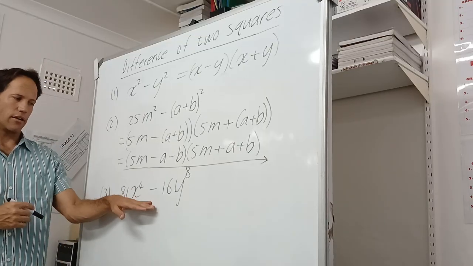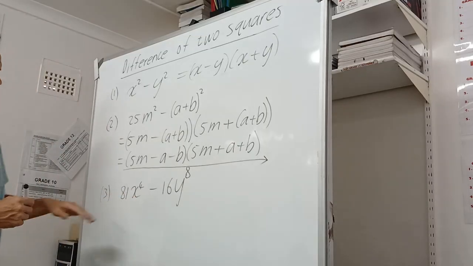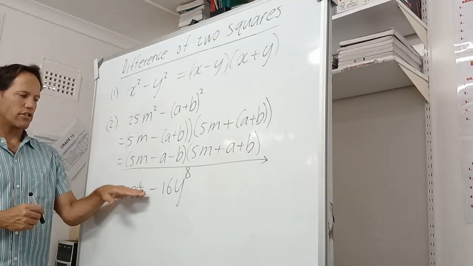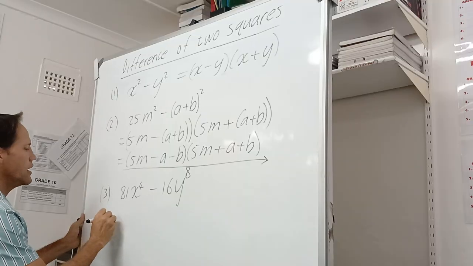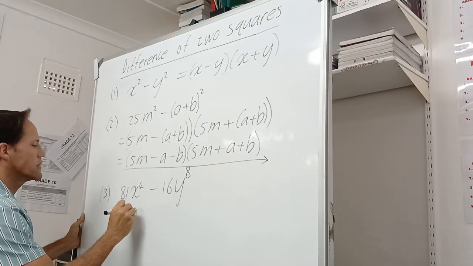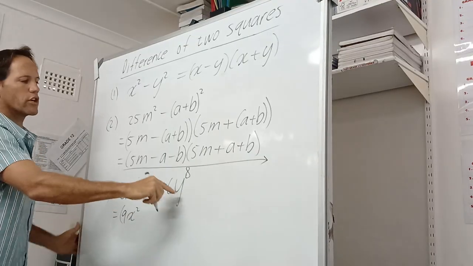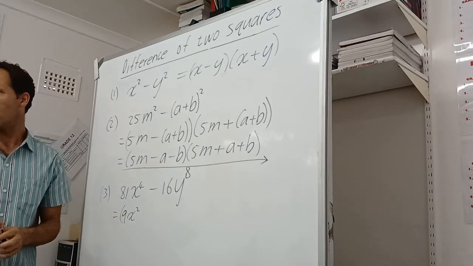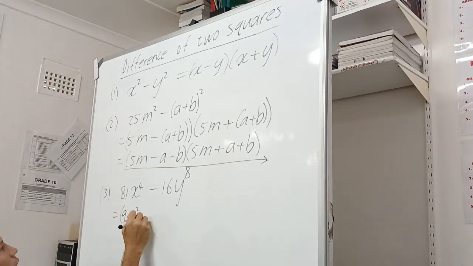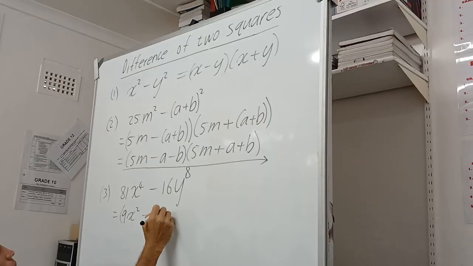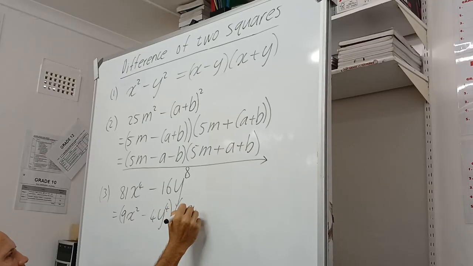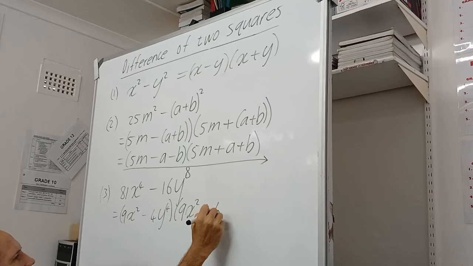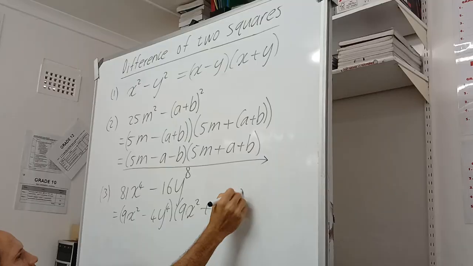Now let's look at this one. What is the square root of 81x to the power 4? It's 9x squared. Okay? 9x squared. And then what's the square root of 16y to the power 8? 4y to the power 4. Okay, and again 9x squared plus 4y to the power 4.